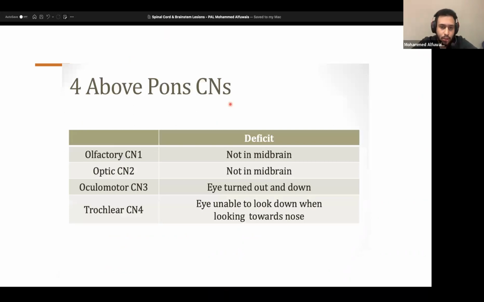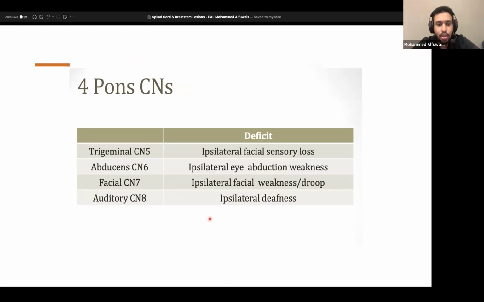So now going over the cranial nerves again, above the pons, it's oculomotor and trochlear. Oculomotor, the eye is turned down and out, and the trochlear, you won't be able to look down, okay? So you will have difficulty going downstairs, for example. Moving on. The trigeminal, ipsilateral facial sensory loss. Abducens, the ipsilateral eye abduction, which is lateral rotation, is weakened.